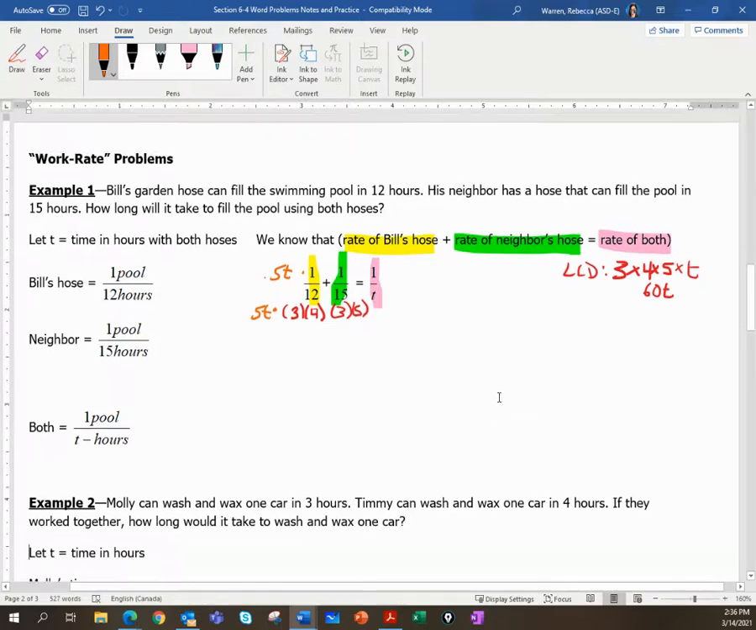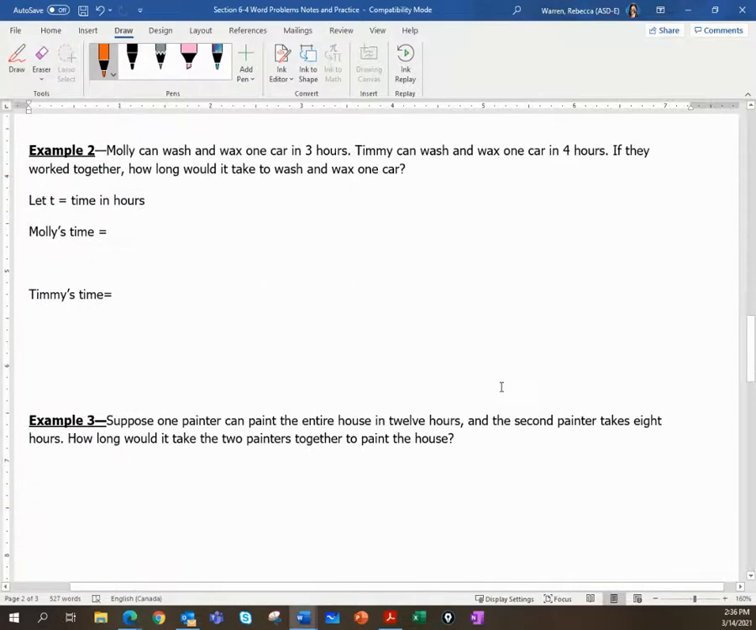All right, example 2. Molly can wash and wax 1 car in 3 hours. Timmy can wash and wax 1 car in 4 hours. If they work together, how long would it take to wash and wax 1 car?